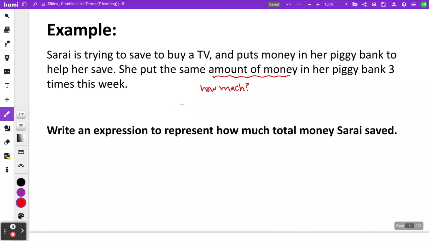Maybe I use the letter S to represent that money. Remember, you can use any letter you want, but I'm going to say the letter S represents the amount of money she saves each time. Each time she goes to put money in her piggy bank, there's that dollar amount that I don't know, and we're going to call that S.